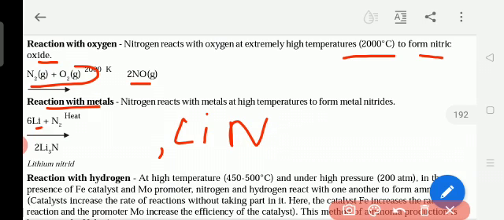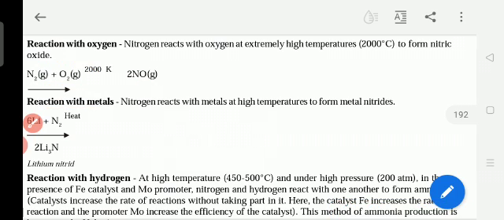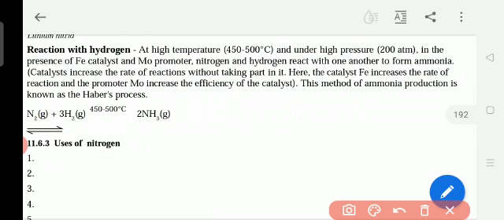So lithium nitride. Then again, when it reacts with hydrogen, what happens at the high temperature of 450 to 500 degrees Celsius, under high pressure of 200 atmospheres, and in the presence of Fe, which means iron? A catalyst will not participate in the reaction, but it will help the reaction. For example, I help you to write the exam, but I don't write the exam, so I am the catalyst. And Mo is the promoter.